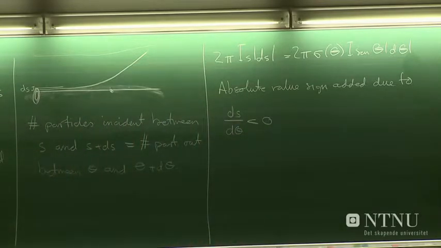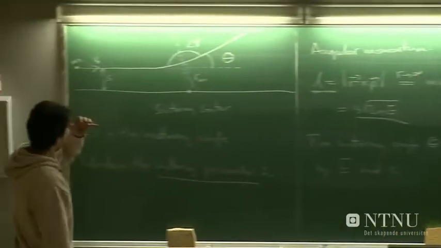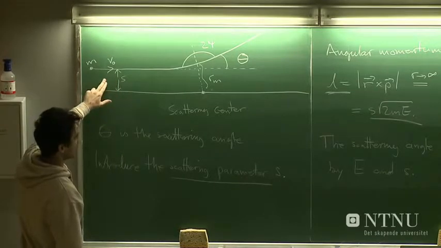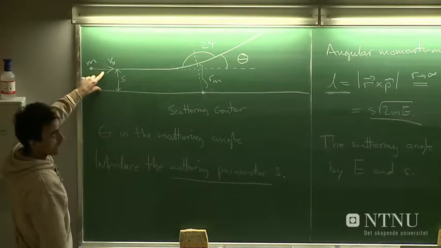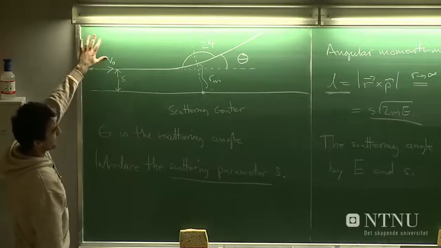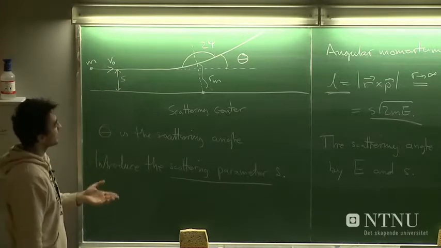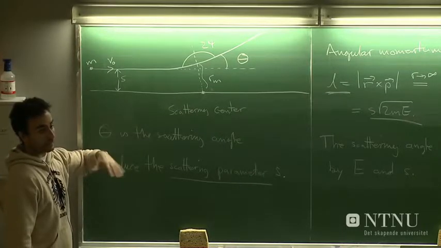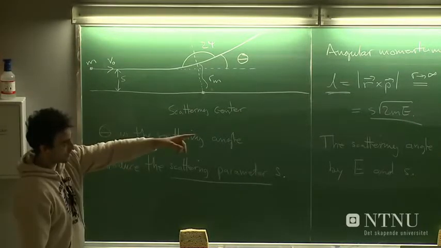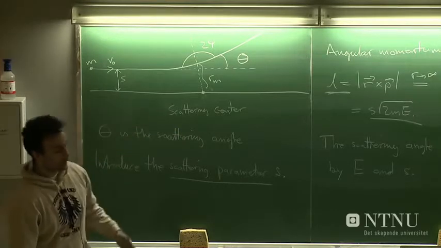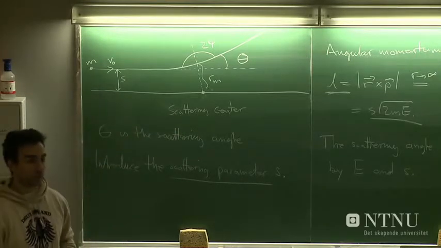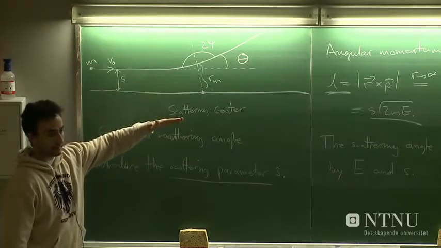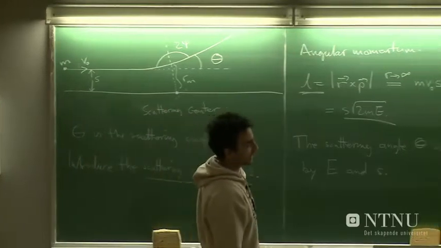And we can understand this based on this picture here. If you have an incoming particle with a scattering parameter S, and then compare that to an incoming particle with a larger scattering parameter S, the scattering angle will reduce. It will become smaller. Based on this picture, the farther the particles are from the scattering center, the less they will be influenced. So basically, as we increase S, we decrease theta. So the derivative is negative.